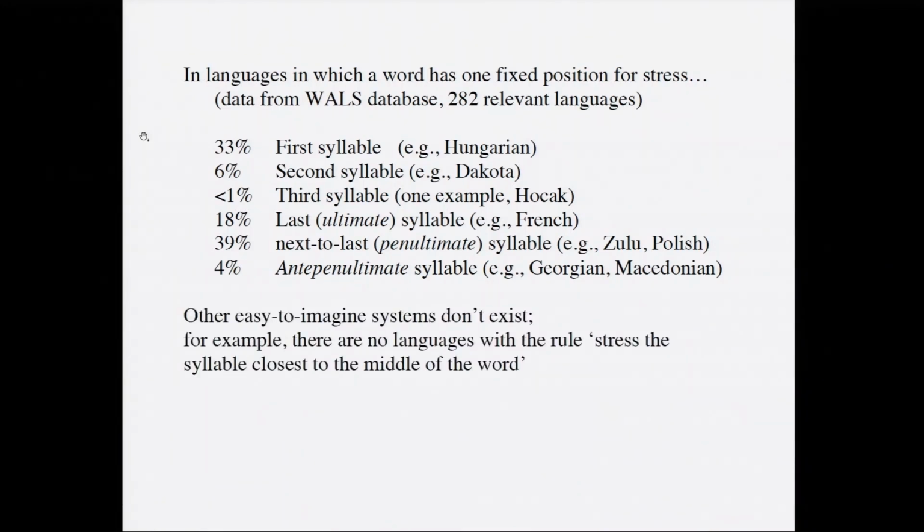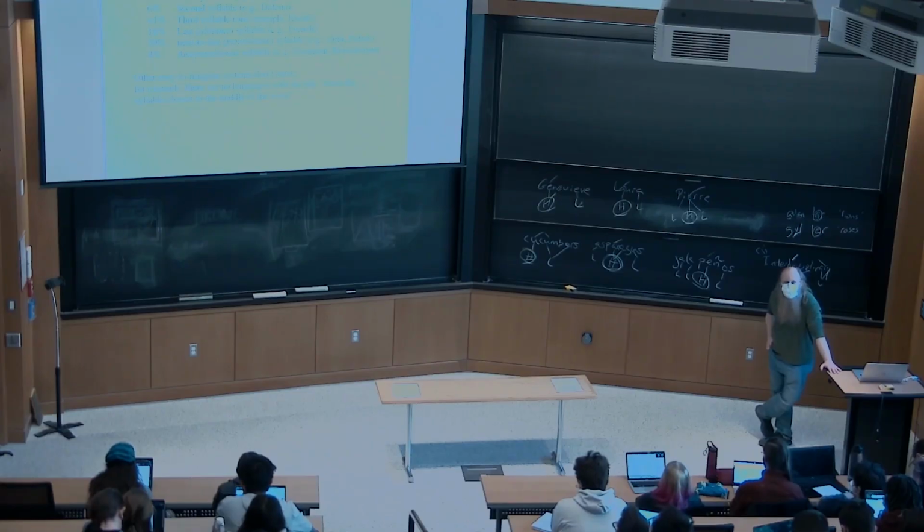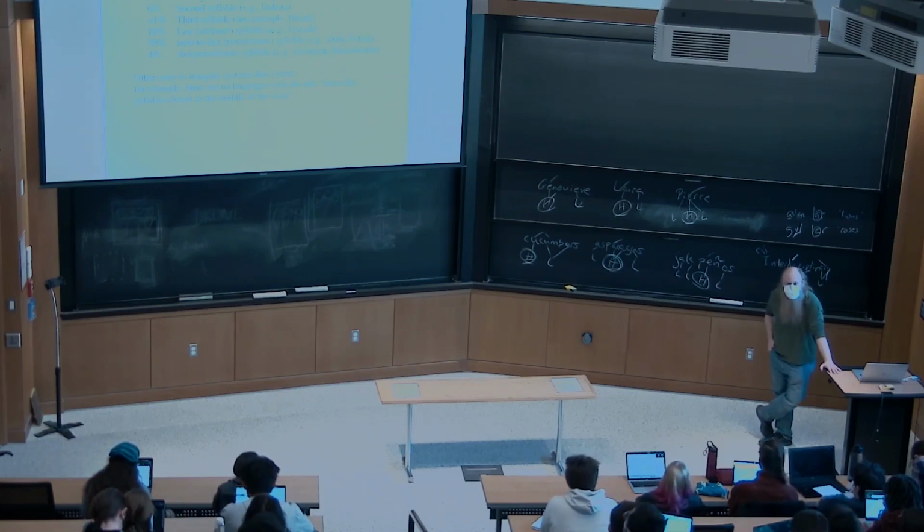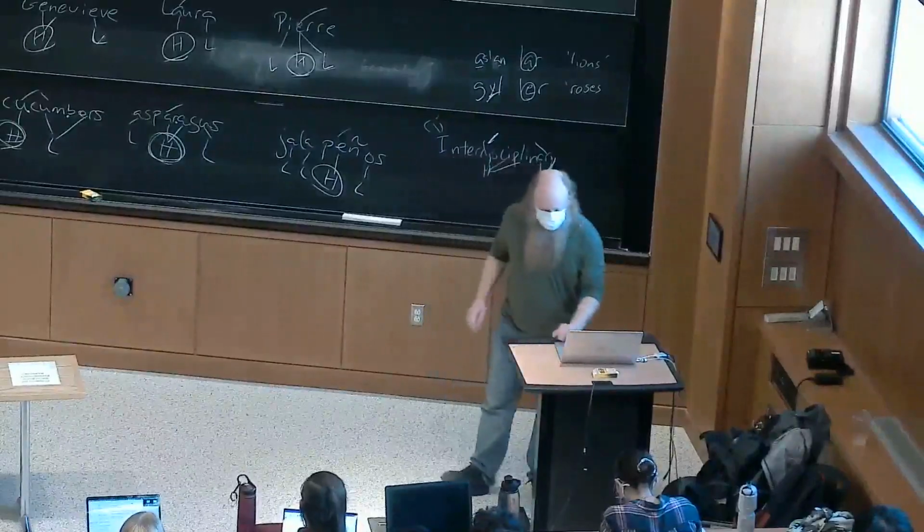There are other systems that are not hard to imagine, but that don't exist. And so people who are developing theories of stress typology, one of their goals, for example, is to have a theory that rules out languages with the rule, stress the syllable that's closest to the middle of the word. It's distressingly easy to come up with a theory that predicts the existence of languages like that, and they don't exist. So you want your theory to not capture languages like that.